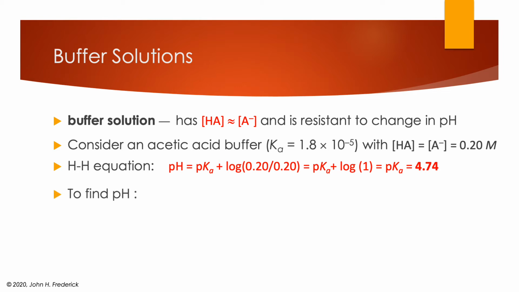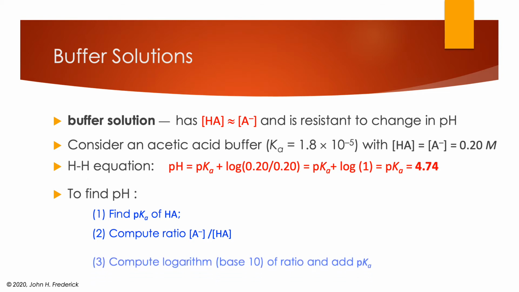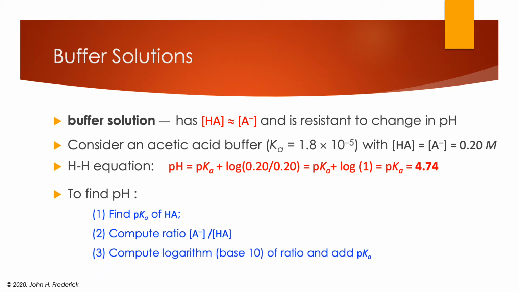So in general, when we create a solution like this, to find the pH, we would first find the pKa of whatever weak acid we happen to be using. We would compute the ratio of the two concentrations of the conjugate base to the weak acid. And then we would take the logarithm of that and add it to pKa. And when we finish with that, we would have the pH.